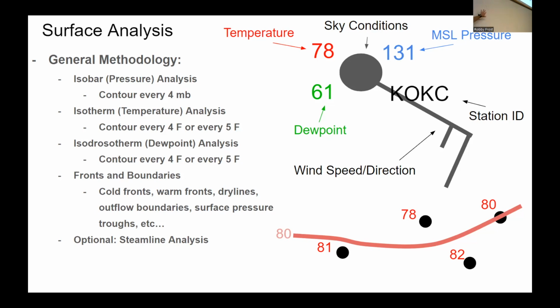All right, so here's our surface pressure. You see it as 131. There's not an 8 or a 9, so we're going to add a 10 out in front of it, and we'll add a decimal to the last digit. So this is a 1013.1 millibar pressure.